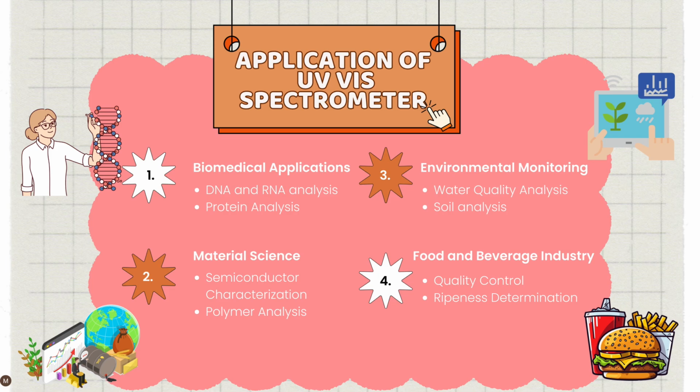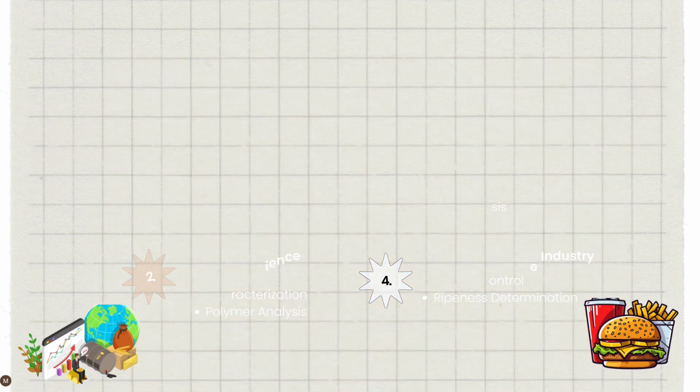And for the last application, it will be used in the food and beverage industry for quality control and roughness determination, where UV-Vis will be used to ensure product consistency, detect impurities, and monitor color and flavor properties of various food and beverage products. Also, changes in fruit and vegetable color during ripening can be monitored using UV-Vis spectroscopy.